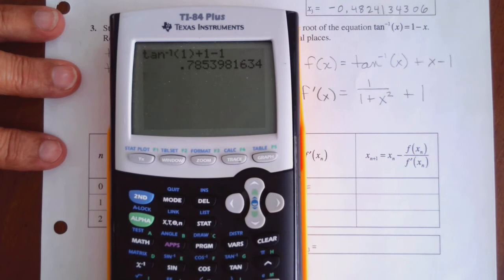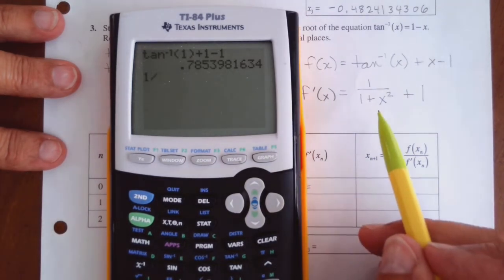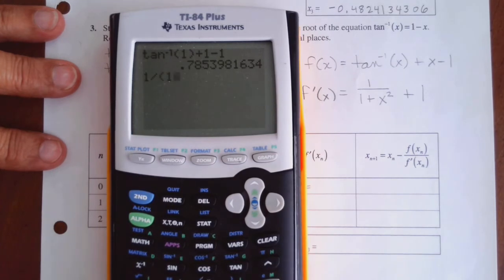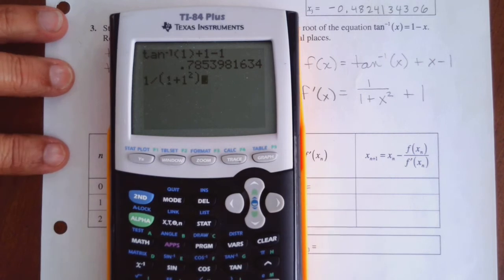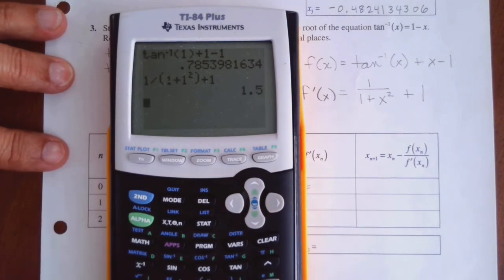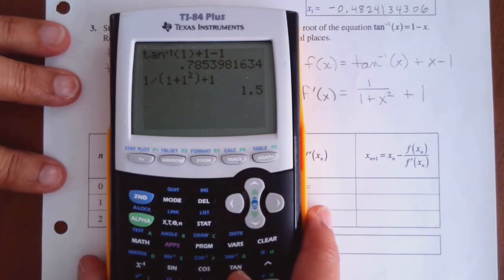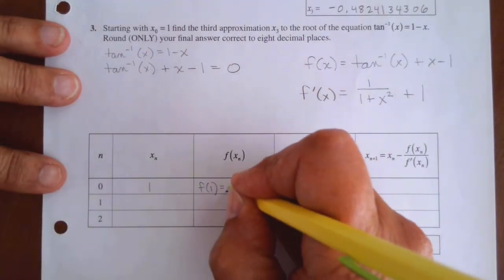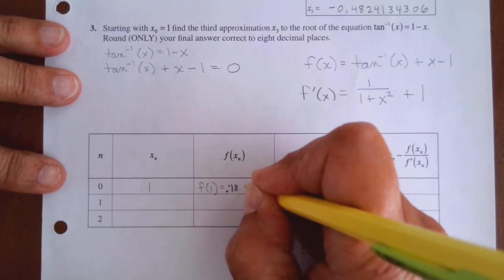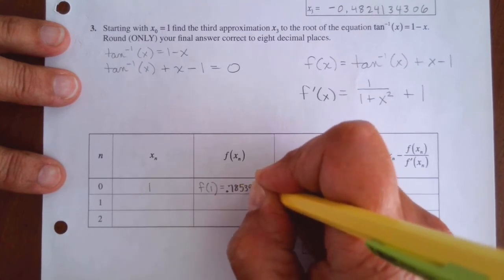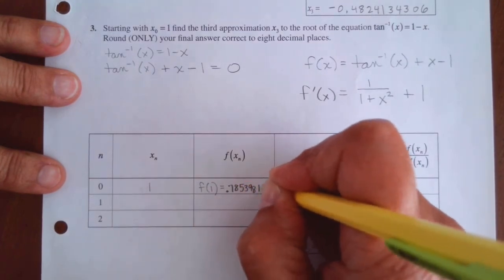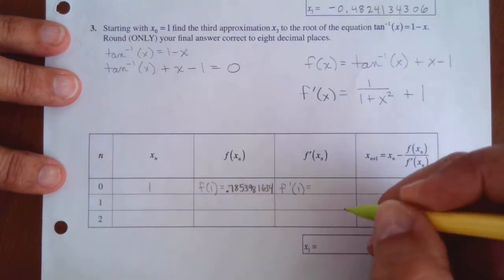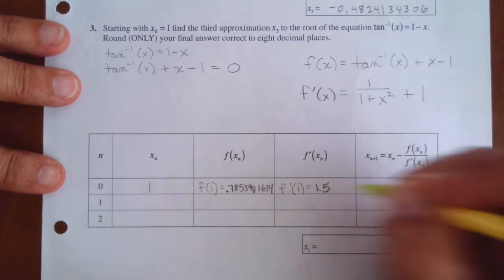So I'm going to go ahead and do this as well. I'm going to do 1 divided by, and you could do this in your head, but I'm just putting it in here, parentheses, 1 plus 1 squared, close parentheses, plus 1. At 1.5. All right, so I'm going to put those numbers in my chart. So we have 0.7853981634 and 1.5.